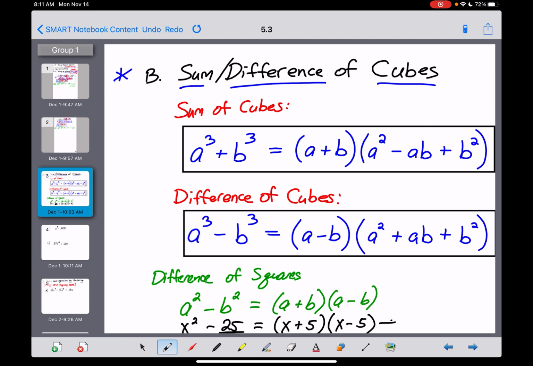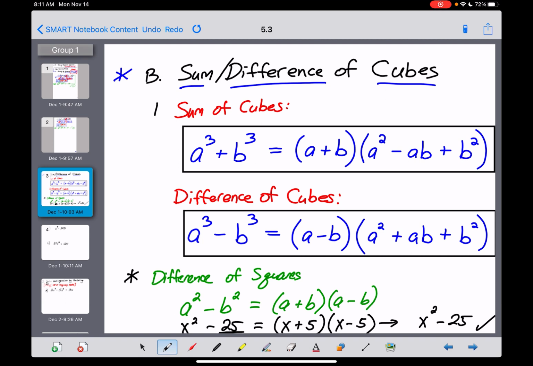And if you were to FOIL that expression back out, you'd get right back to where you started. X times x is x squared. The outer product is negative 5x. The inner product is positive 5x. They cancel each other out. And then the last product is 5 times negative 5, so you end up with negative 25. And check, that's right where we started. So this is something that you guys learned back in chapter 4. Now we're taking things up a little bit.